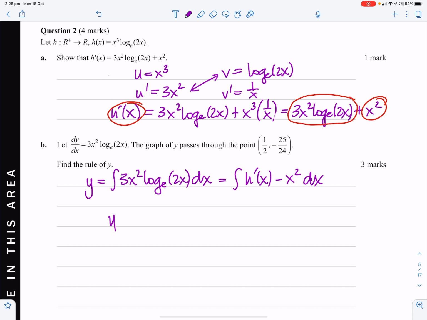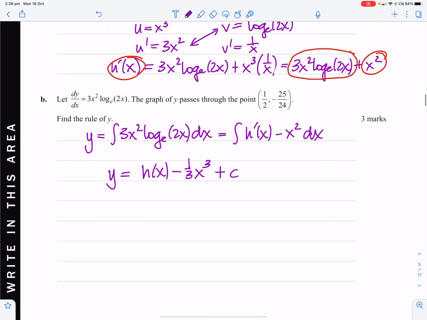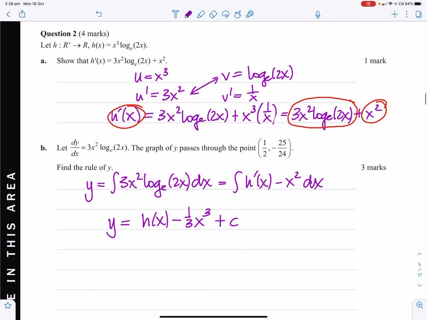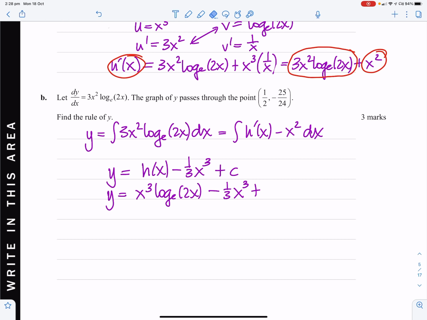The good thing about that is y is the integral of h dash x, which is hx, minus 1/3 x cubed plus a constant c, and we know h of x is x cubed log e 2x minus 1/3 x cubed plus c. We know when x equals a half, y equals negative 25 on 24. Always be careful because I nearly didn't see that negative.